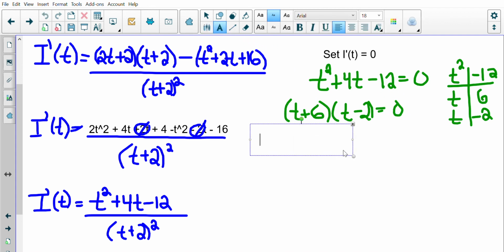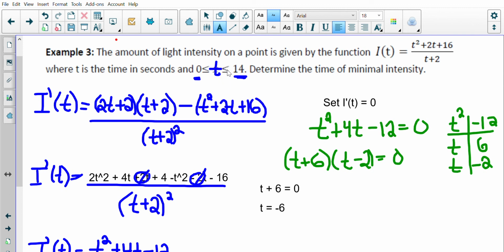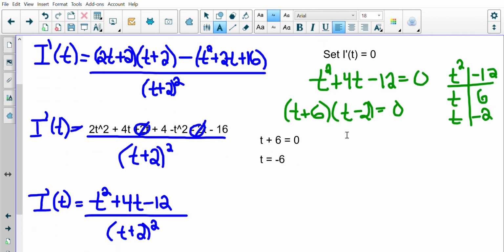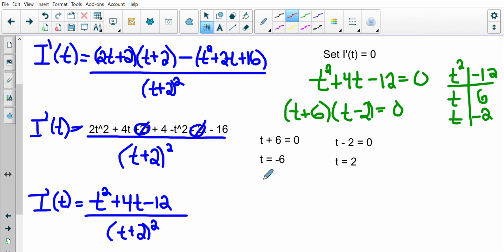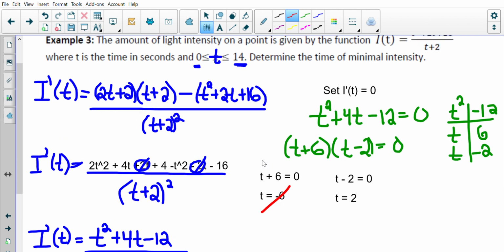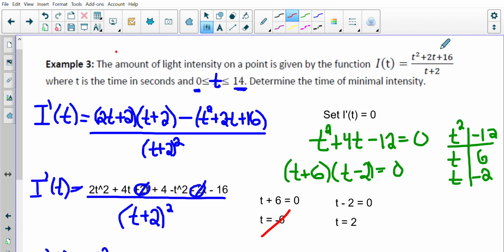All right, so then I got to solve each piece. Well, t plus 6 equal to 0. Well, t is going to equal negative 6, which I'm not even going to use because that's not in my interval. So that's not a point that we have to worry about. Then we get t minus 2 equals 0. Move the negative 2 over to the other side. I get t equals 2. That point is going to count. So again, this negative 6, not in the interval, so we don't have to worry about that one. So the points I'm going to test are 0, 14, and 2. And there's my function right up there.